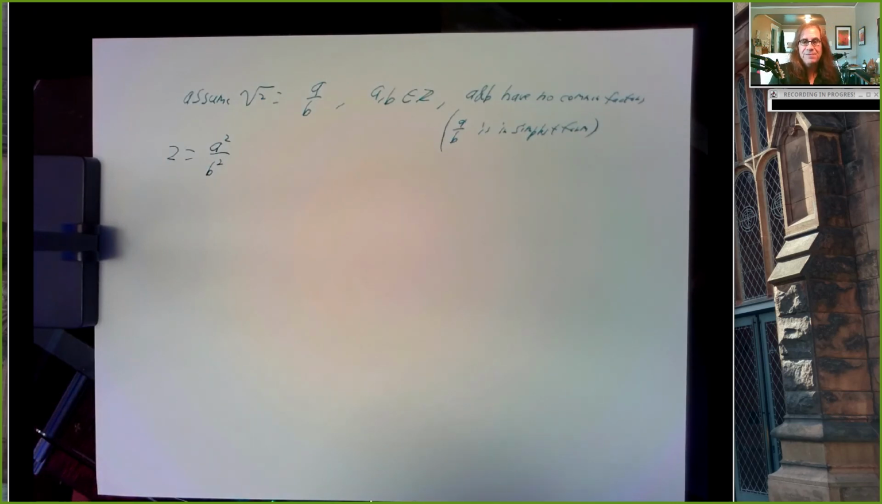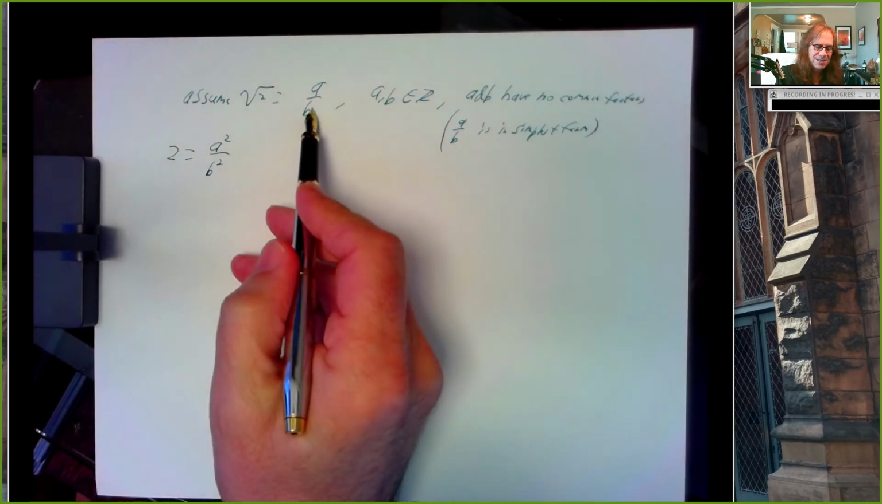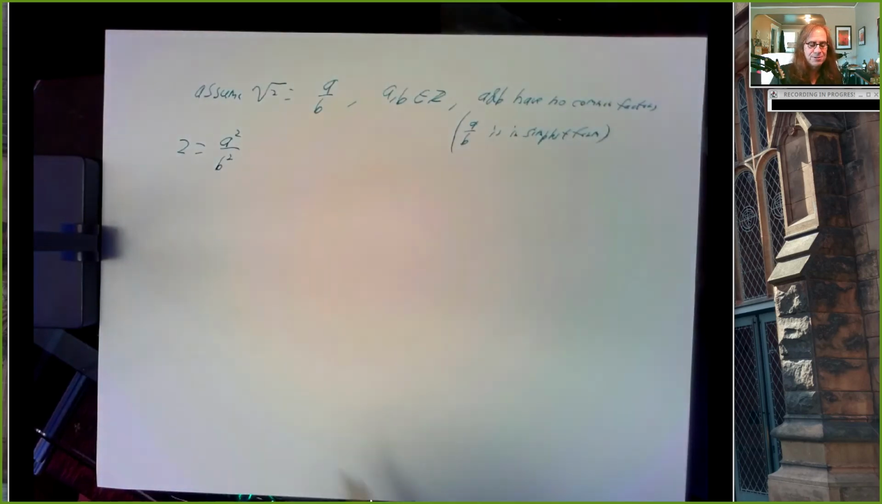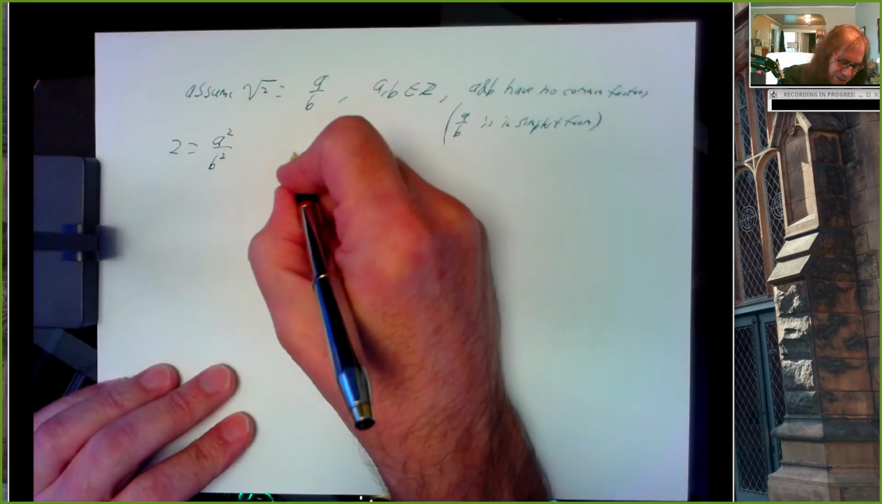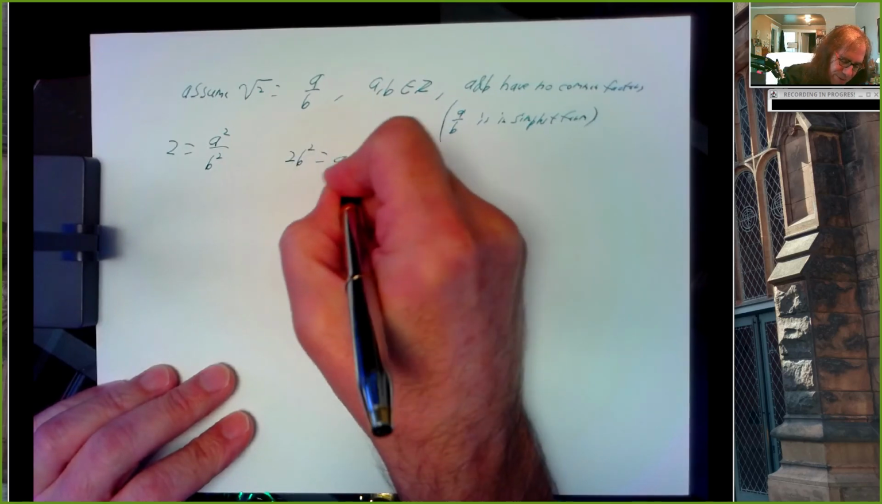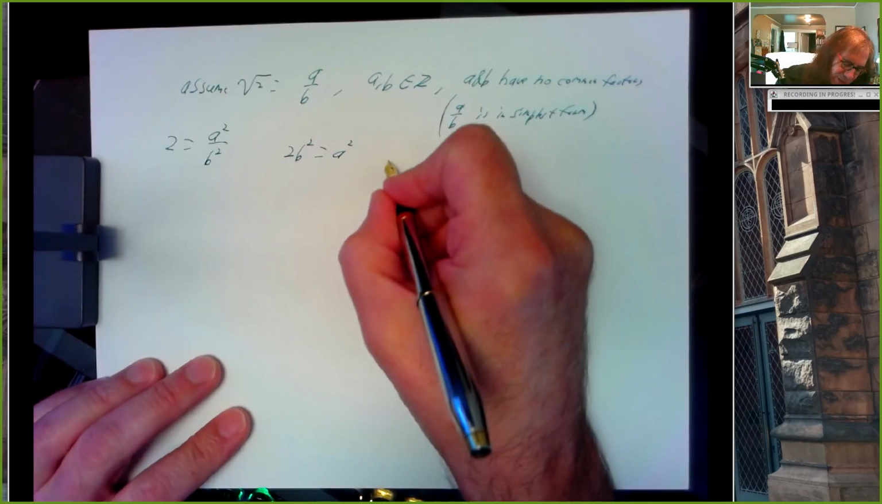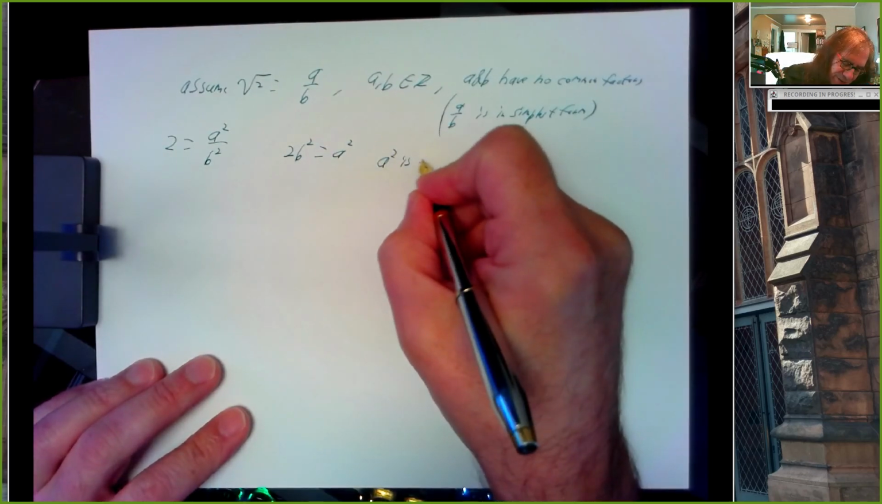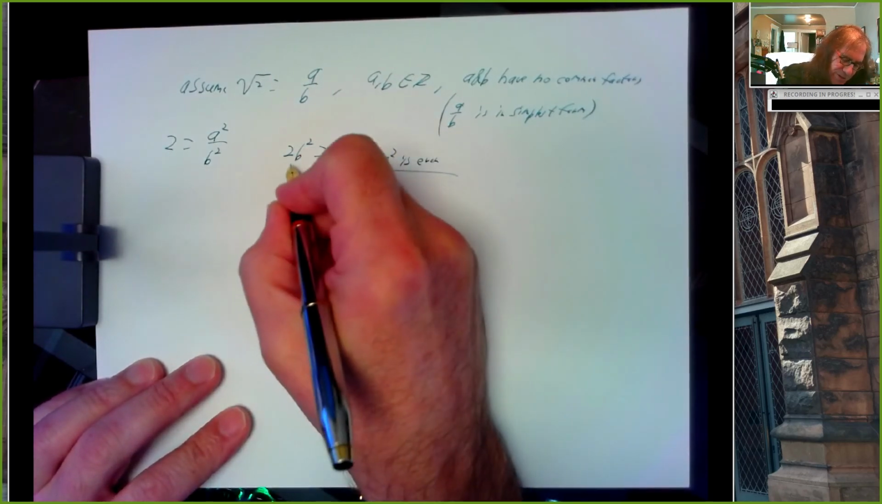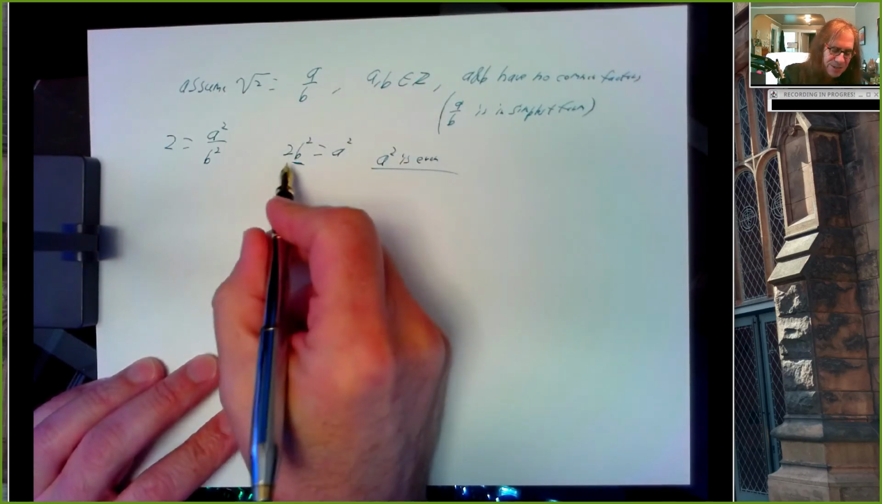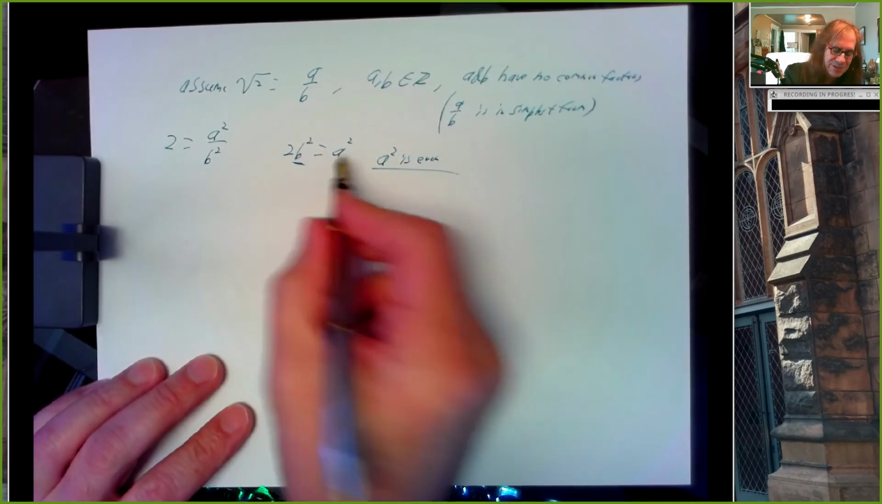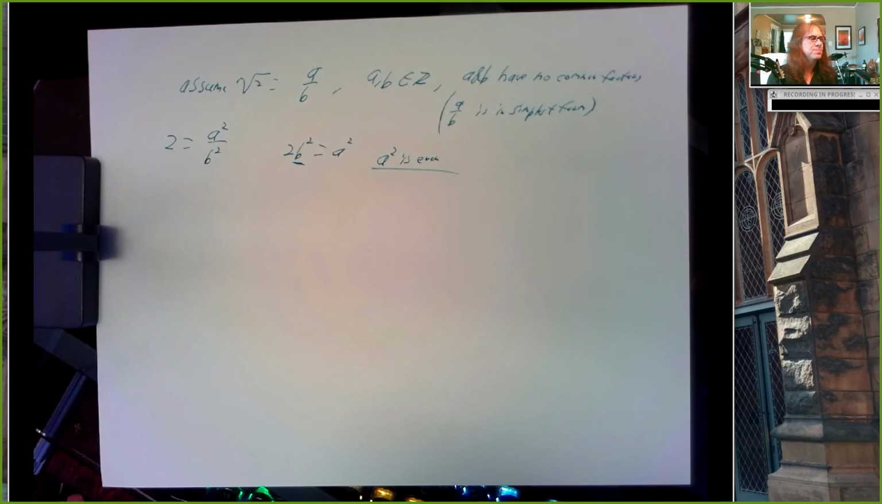And that's a valid thing to do, right? I can take this side and square it and that side and square it. If these are equal, then these are going to be equal. And that tells me that 2 times b squared is the same as a squared. And that tells me that a squared is an even number. Because b is an integer, b squared is an integer. 2 times anything is even, so a squared is going to be an even number.